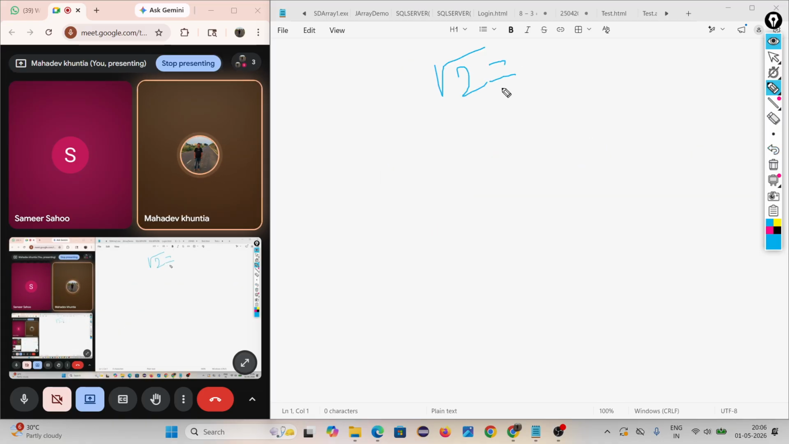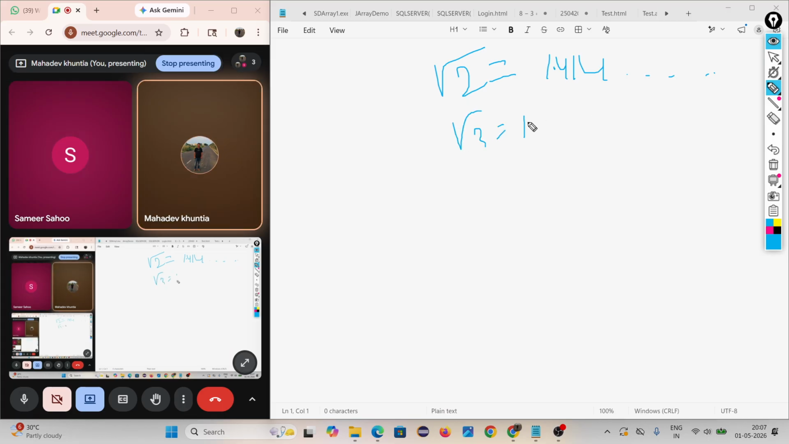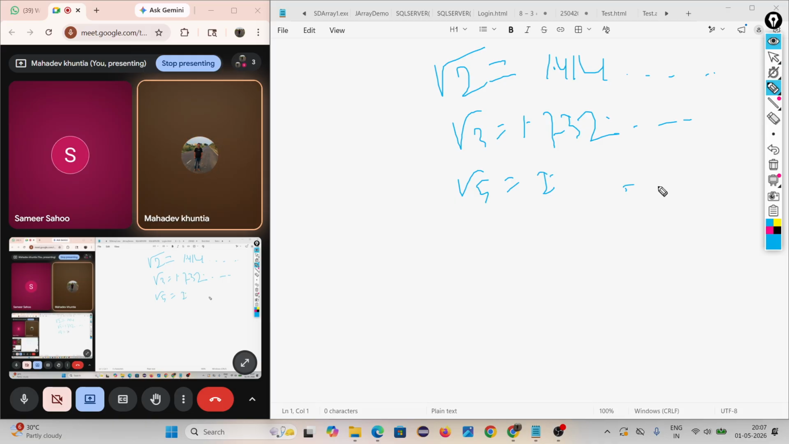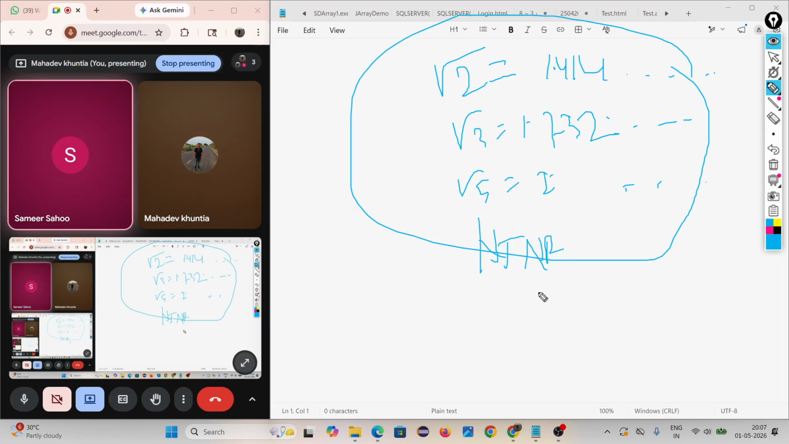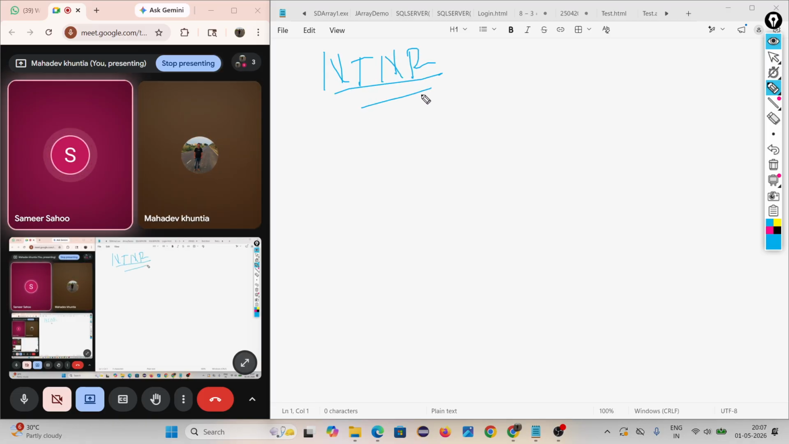And you know the value of root 2. What is the value of root 2? 1.414 dot dot. Root 3 is 1.732. Root 5 is 2 point something. All are non-terminating, non-repeating decimal expansions. In one line, I can say irrational numbers are those having a decimal expansion that is non-terminating, non-recurring.